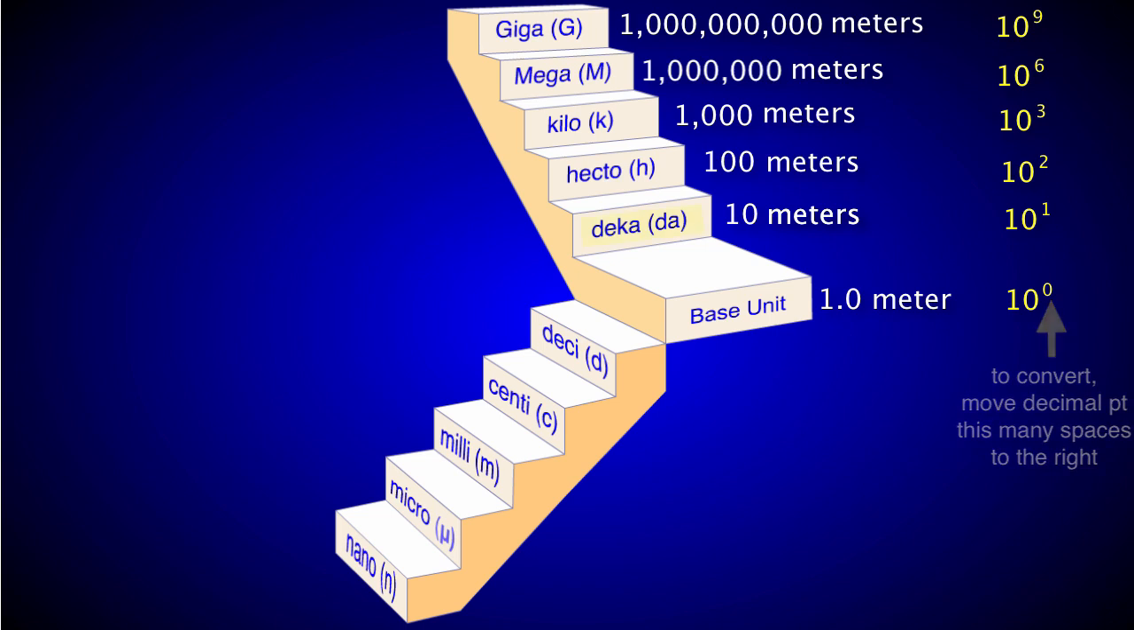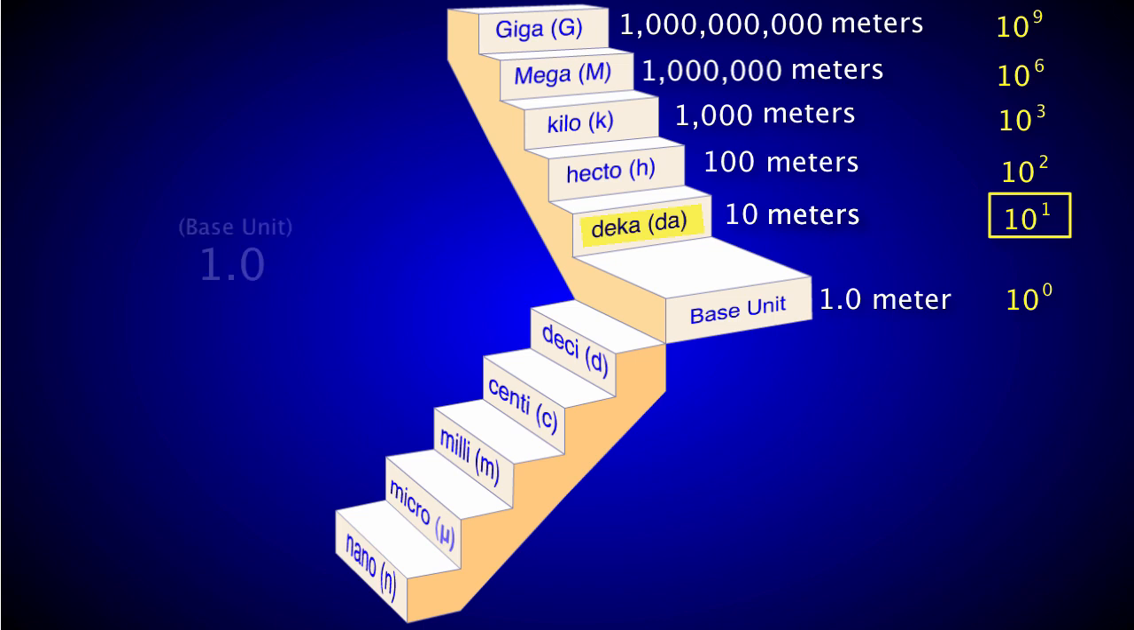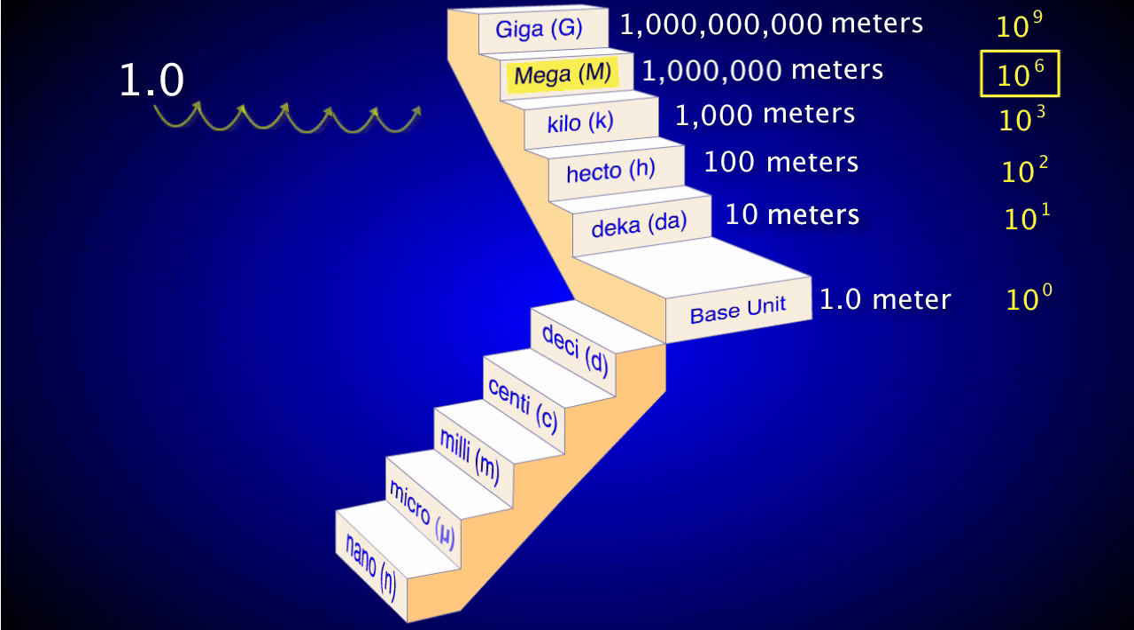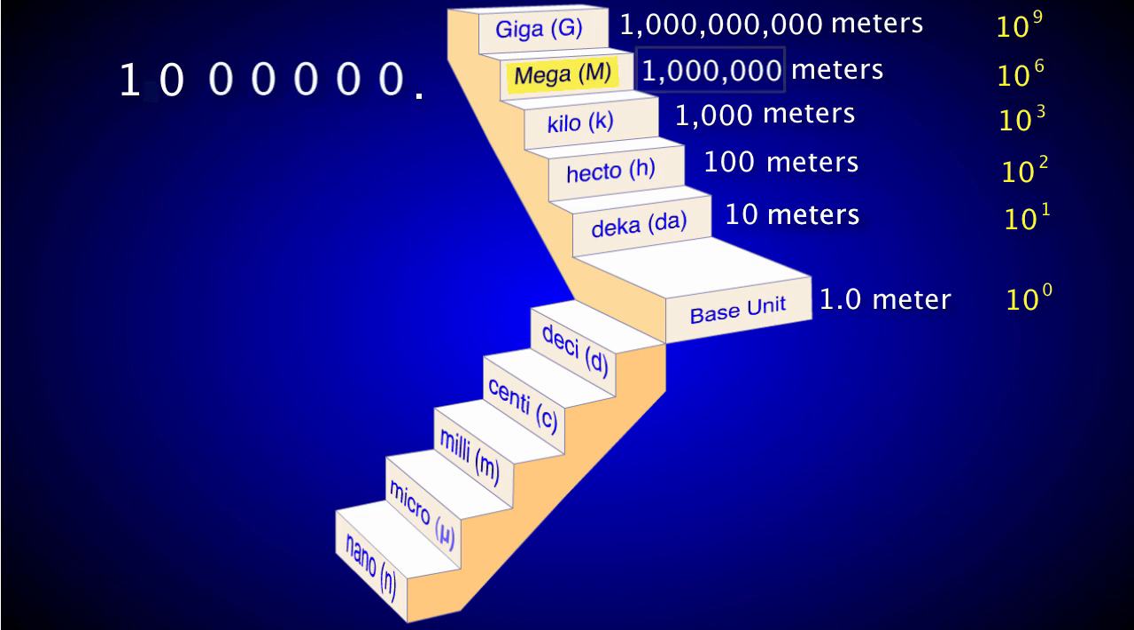Take deca, for instance. Deca is 10 to the first power. So you start with a base unit of 1.0 and then move the decimal point one space to the right. So 10 to the first power is equal to 10. Let's try mega. Mega is 10 to the sixth power. So start with your base unit of 1.0 and then move the decimal point 6 spaces to the right. So 10 to the sixth power is equal to 1,000,000.